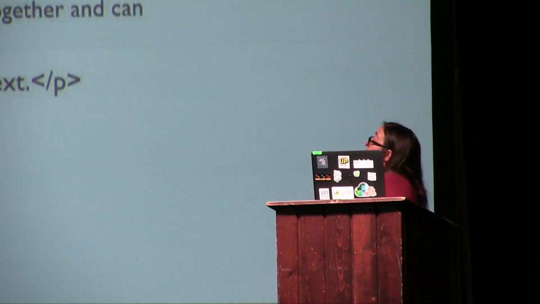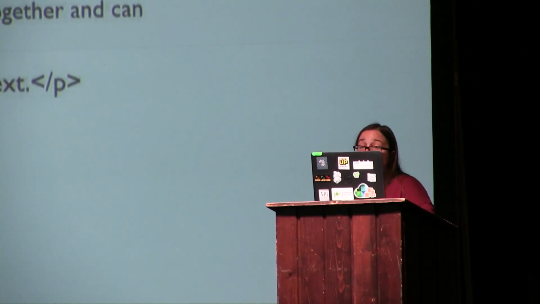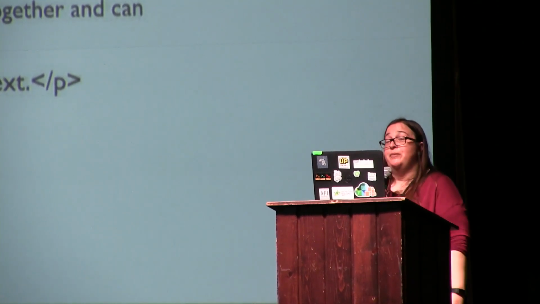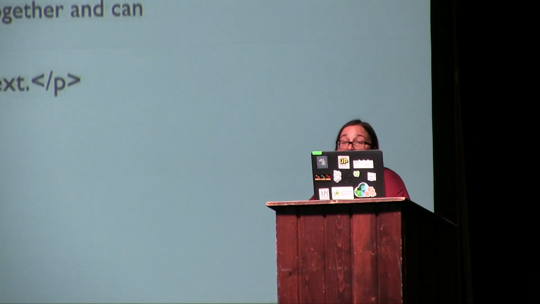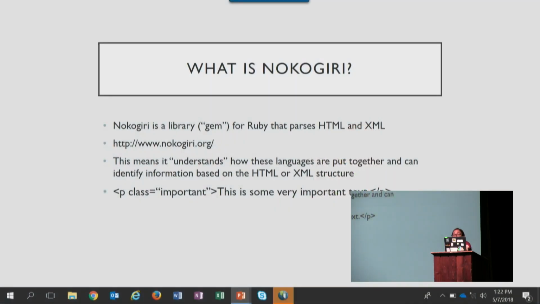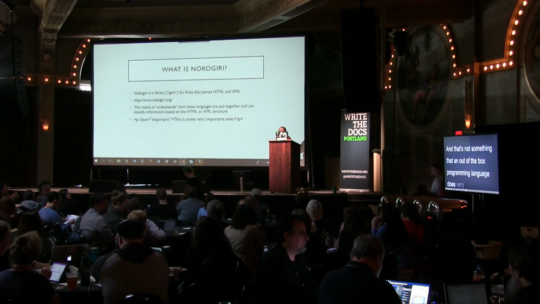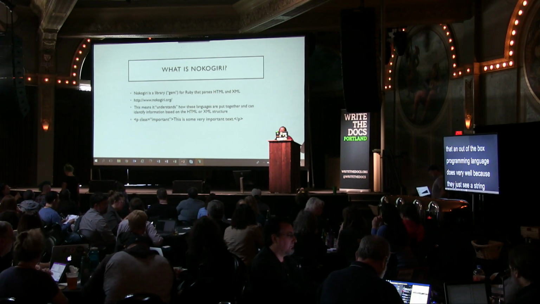So what's NOKOGIRI? It's a library or a gem, as Rubyists like to call them, that parses HTML and XML. And what that means is if you look at that bottom string there, NOKOGIRI can basically understand a question like, find the paragraph tag that has a class of important and give me the text that's inside that. And that's not something that an out-of-the-box programming language generally does very well because they just see a string of text. So adding the parser gives you a lot of power.